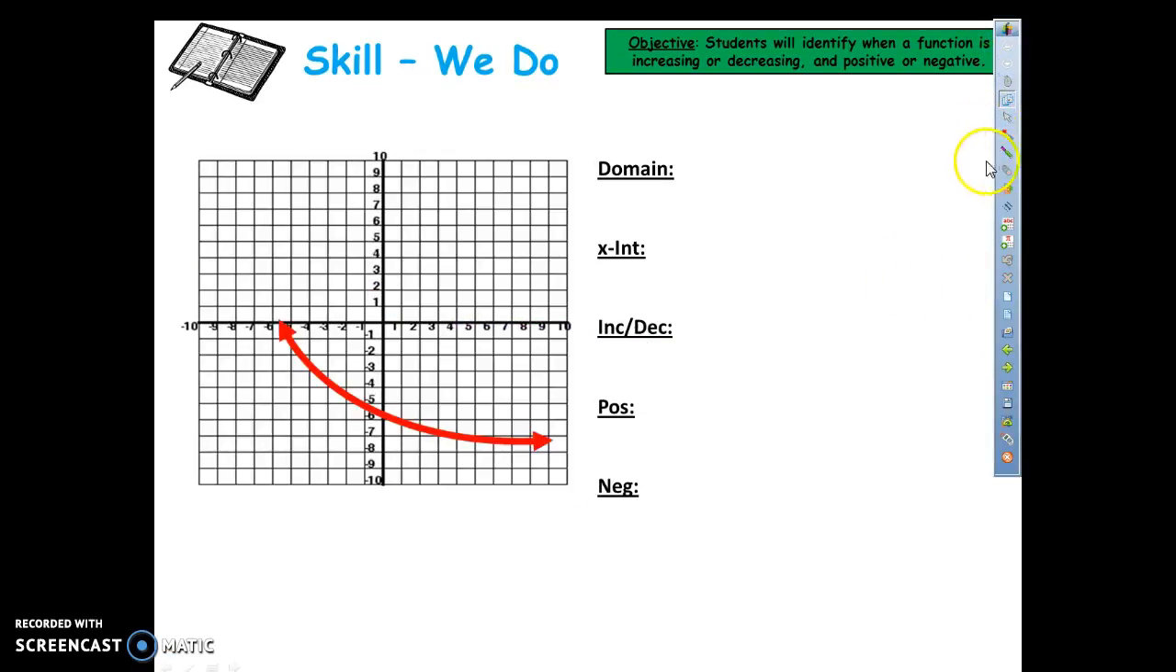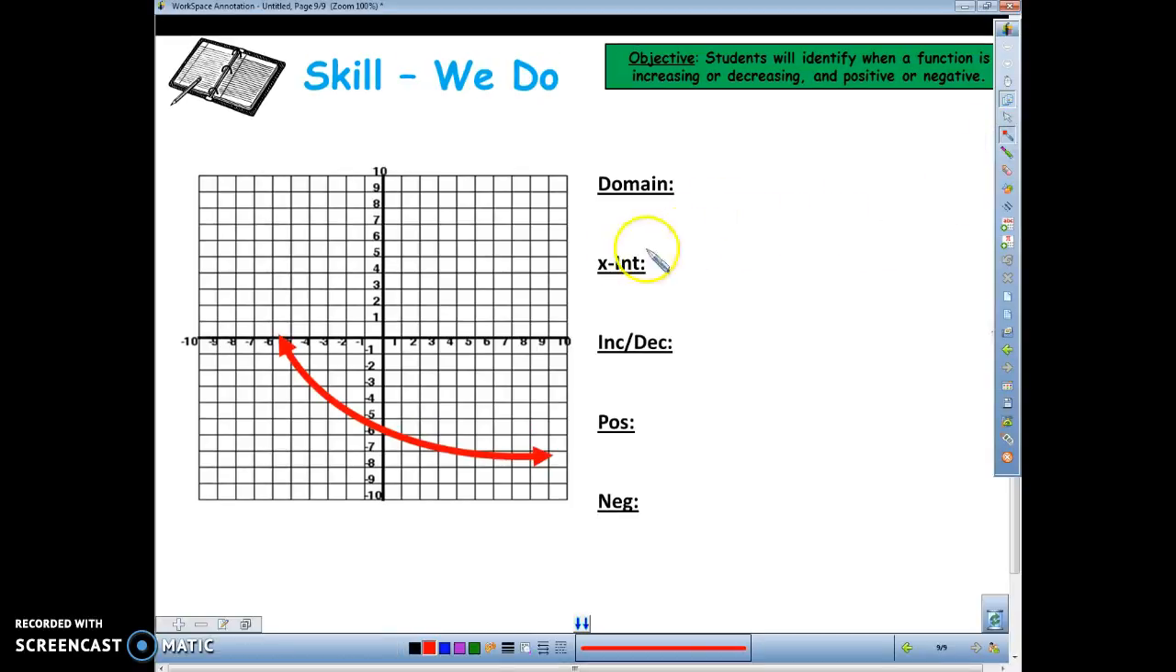All right. This one is slightly different. I'll do this one with you, and then I'll give you one practice problem at the end. It's an exponential function, so the domain is the set of all real numbers, right? Negative infinity to positive infinity.